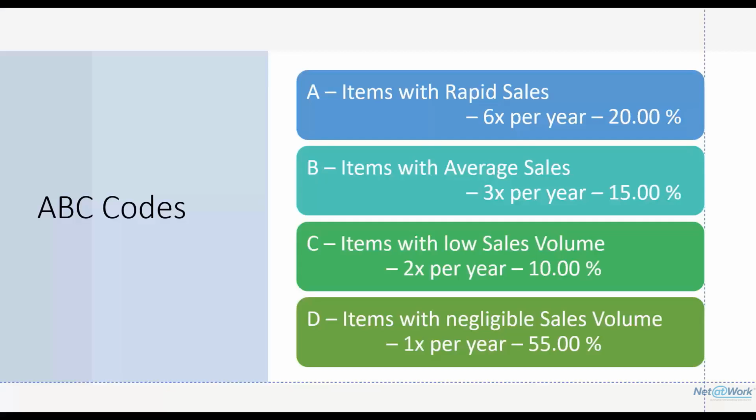So a lot of times that 55% is high because you might only have 2 of them and you sell 1 in the entire year. So that's why it could be considered high.